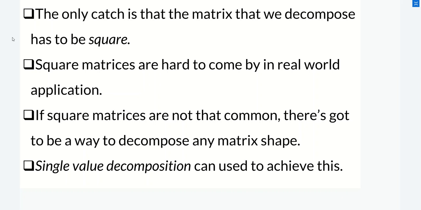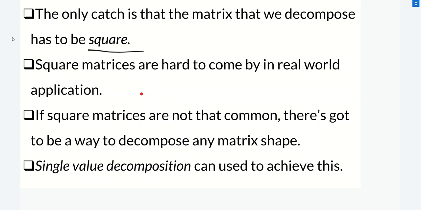All right. So the only catch is that the matrix that we decompose has to be what? Square. I did explain earlier on. It has to be a square matrix, or else we can't decompose it. All right. So square matrices are hard to come by in real world application. I did explain.